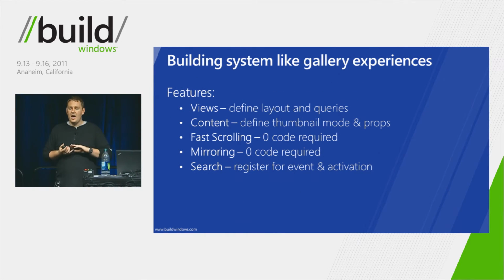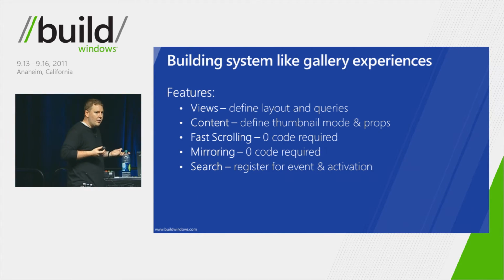Now, when we look at this system of using list view and the storage data source adapter, if we go back to those 5 core features and map them to what this is, from the view perspective, all we really have to do is define the layout and queries. From a content perspective, let's figure out the thumbnail mode and properties. And I'll show a lot about how having knowledge of the property system and what properties are over content can make your views super powerful.